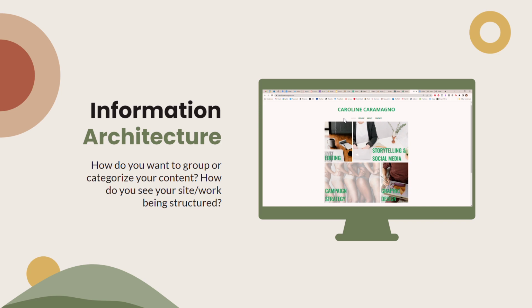She sees her work falling under the categories of editing, storytelling and social media, campaign strategy, and graphic design. And so these are the buckets that she has put her portfolio pieces in and uploaded them and structured them. This is the information architecture of her site.